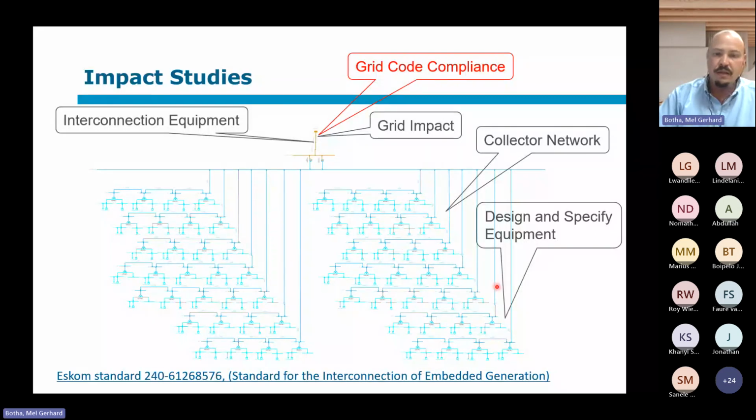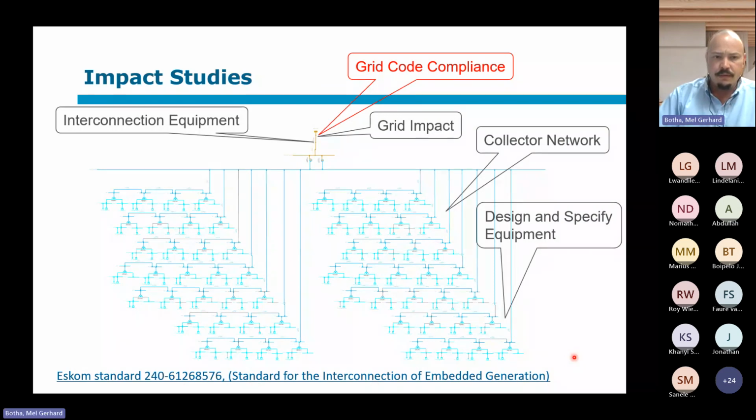A losses evaluation is a very good idea so that you make sure you don't have an inefficient generator. And of course, grid code compliance. So you design this plant so that you can meet the grid code requirements. The critical thing that often happens is the reactive power requirements. Due to all of these cables, they don't meet it and they actually have to change the design. Other aspects is voltage regulation within the plant.